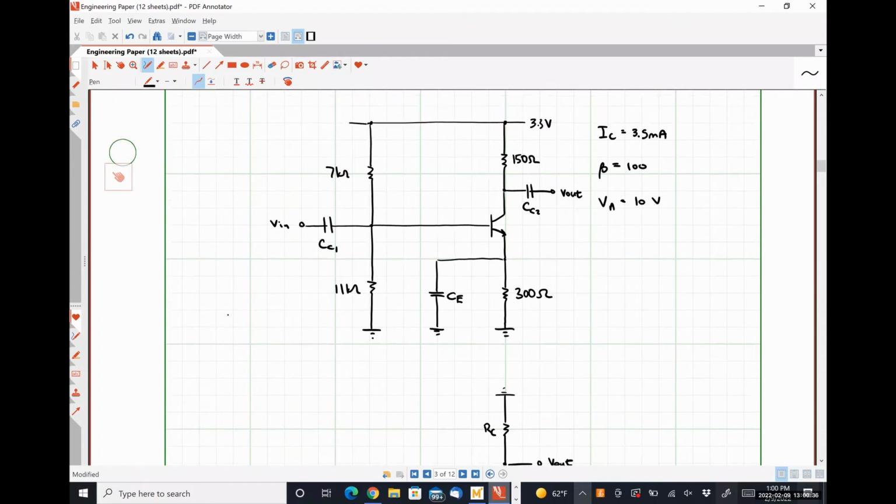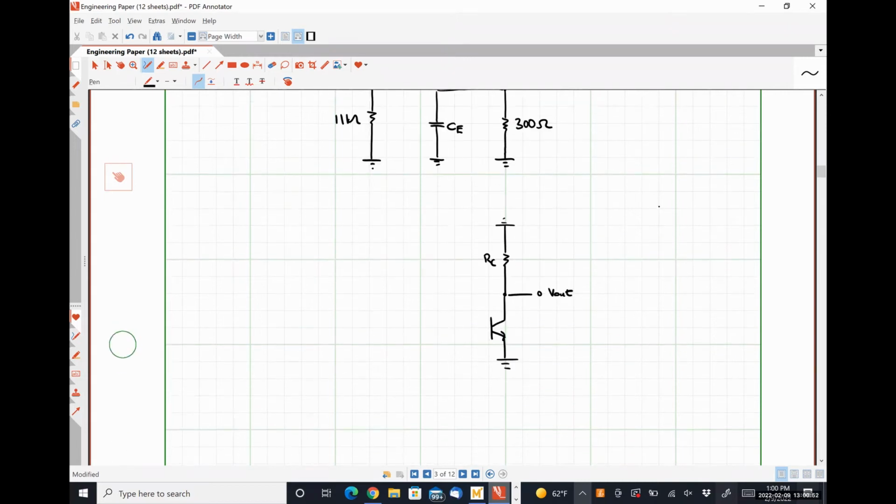Just going to scroll up here real quick. So connected to the base, we have a 7 kilo ohm resistor between the base node and ground, and 11 kilo ohm resistor between the base node and ground, which means this 7 and this 11 up here are in parallel. I'm just going to call that R1 in parallel with R2 for right now. And here is our input.